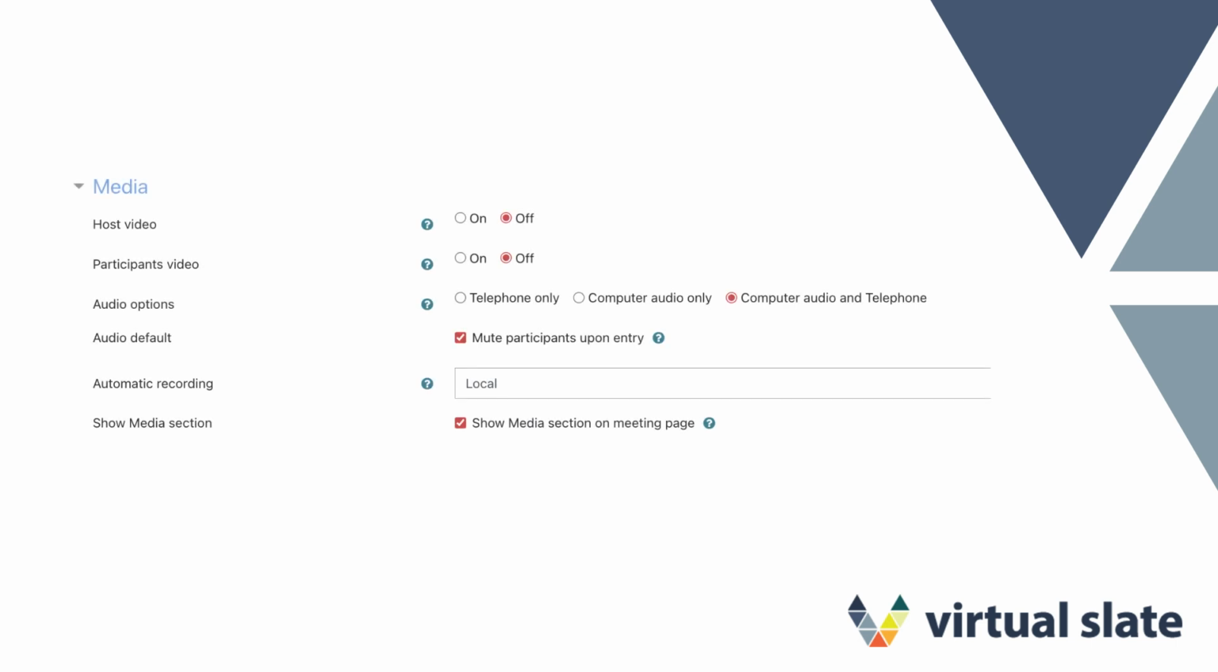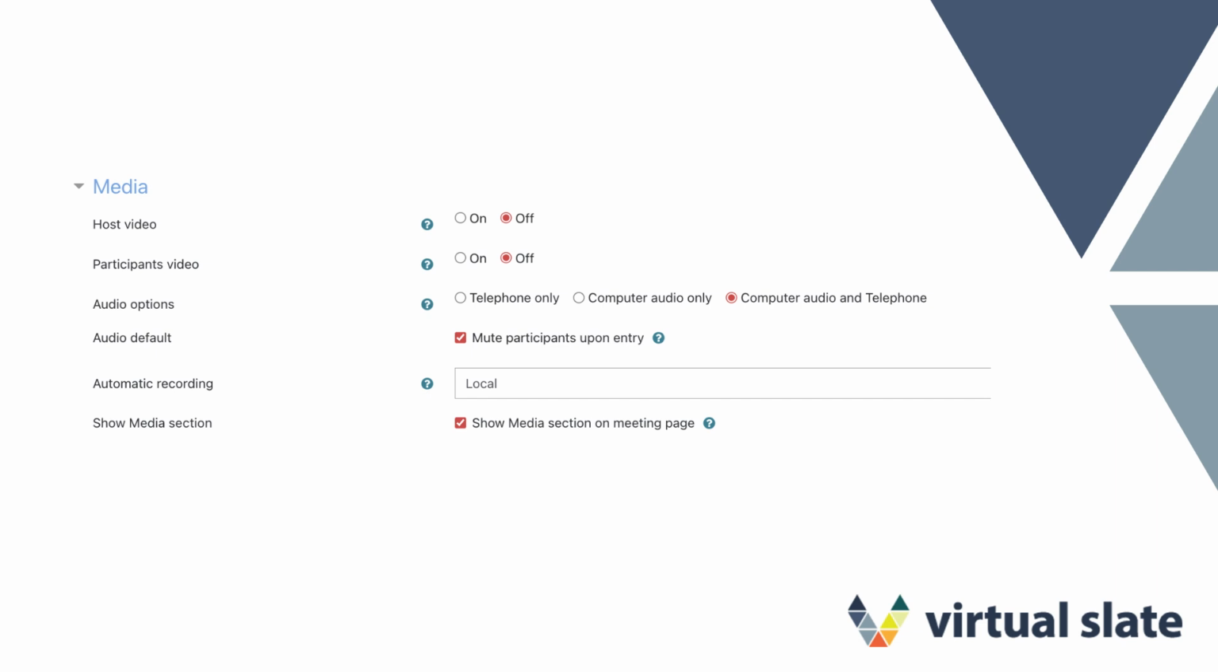In the Media section, you can define whether or not you wish to enable the host and participants' videos when joining the meeting. Even if this option is set to off, these users will still have the option to start their video at any time throughout the meeting. The audio options allow you to determine how users can call the meeting. You can choose telephone only, computer audio, or both of these options. Via the audio default checkbox, if enabled, you can automatically mute all participants when they join the meeting. Participants can unmute themselves after joining the meeting.